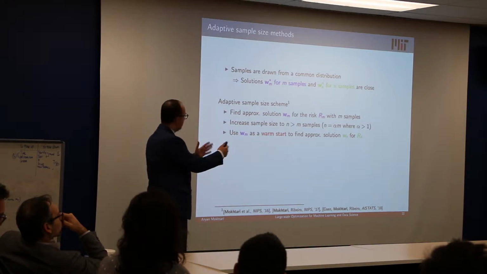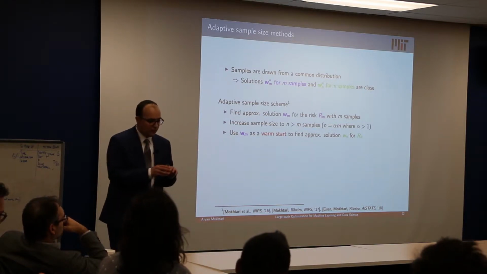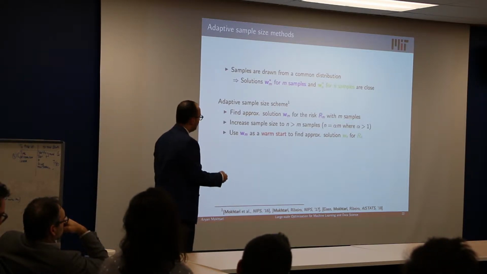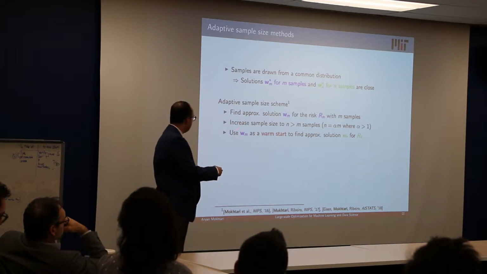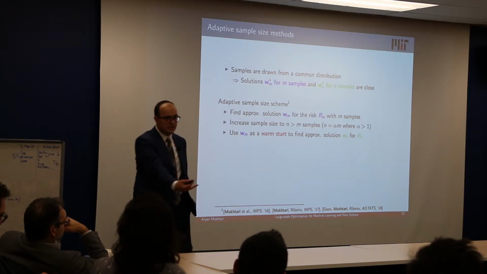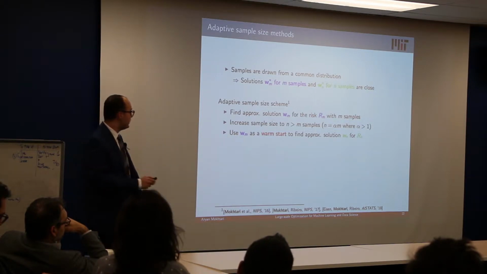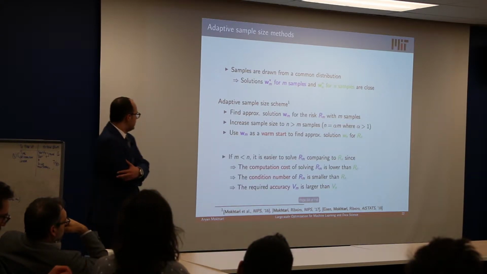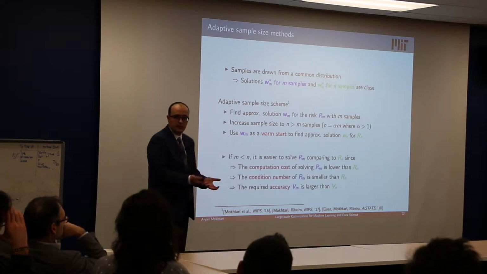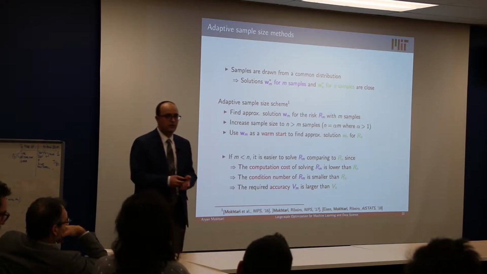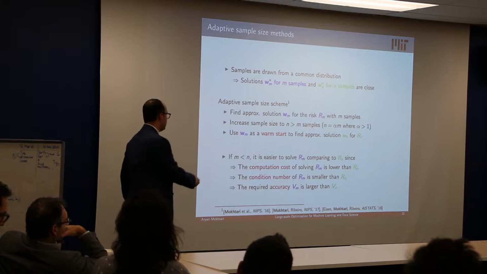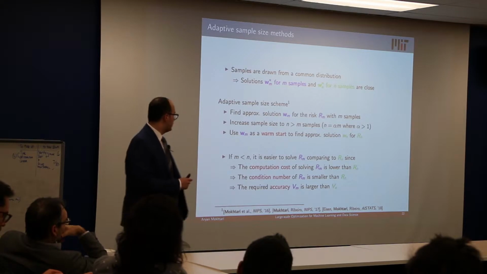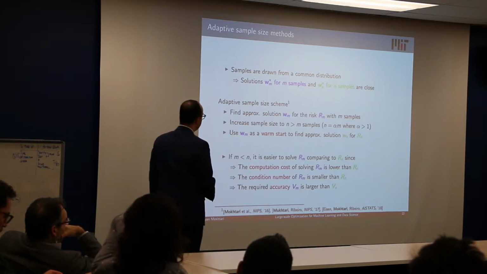So if I solve the problem for a small number of samples, and then add more samples, the solution is not going to change significantly, and I can come up with this idea of adaptive sample size: let's solve the problem for a small number of samples, then increase the size of the training set by a geometric factor, let's say alpha, which is larger than 1, and use the solution of the smaller problem as a warm start for the next problem with more samples. But it's important to ensure that the larger set contains the smaller set. This is something that we formalize in our paper. And what's interesting is that solving the problem with a smaller number of samples is easier, because the computational complexity is smaller, you have fewer samples. It can be shown that the condition number is also better, and the accuracy that you need is smaller, so it's easier to solve the smaller problem.